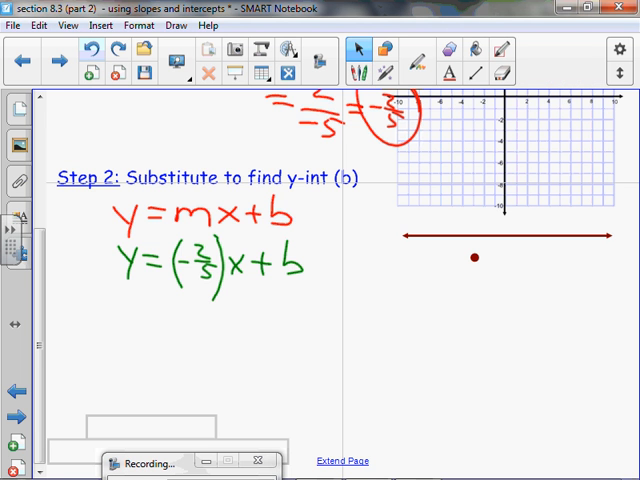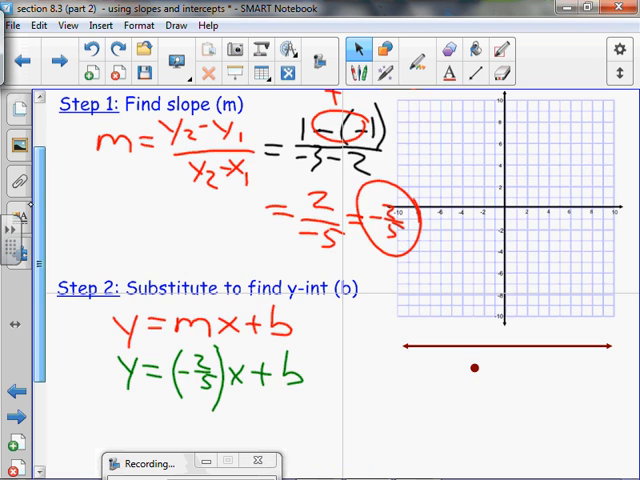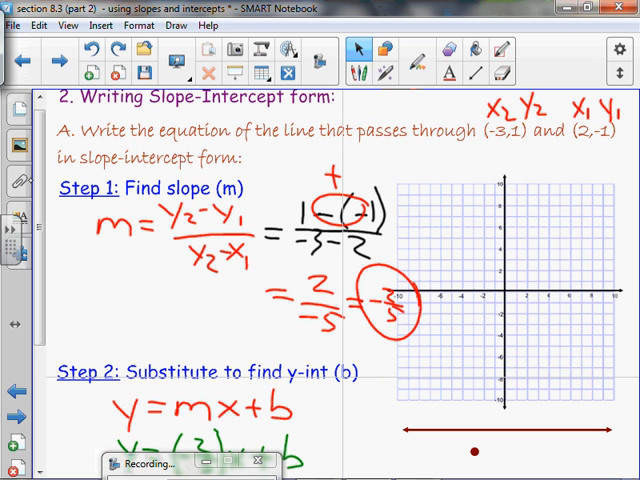This equation is true for every point on the line. So look what I'm going to do. I'm going to take one of these points, the easier looking one. Neither of them actually looks real easy, so I guess I'll do this one: 2 comma negative 1.